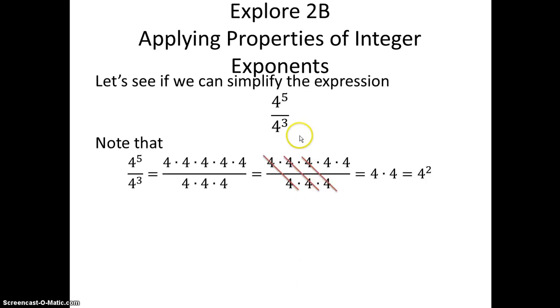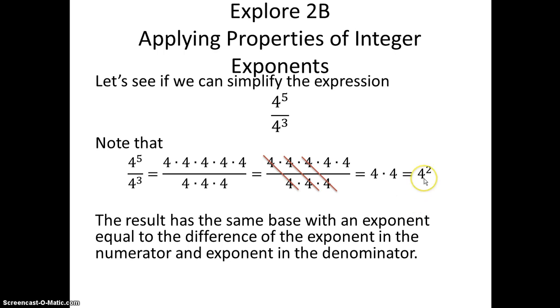Let's see if we can notice a pattern when we're simplifying an expression like this. Well, if we expand out the numerator, 4 to the power 5, I have 4 written as a factor exactly 5 times. 1, 2, 3, 4, 5. Same thing with the denominator. I have 4 written as a factor 1, 2, 3 times. Notice that I can cancel the common factors here, and I'm left with exactly 2 factors of 4, so I could write this as 4 squared.